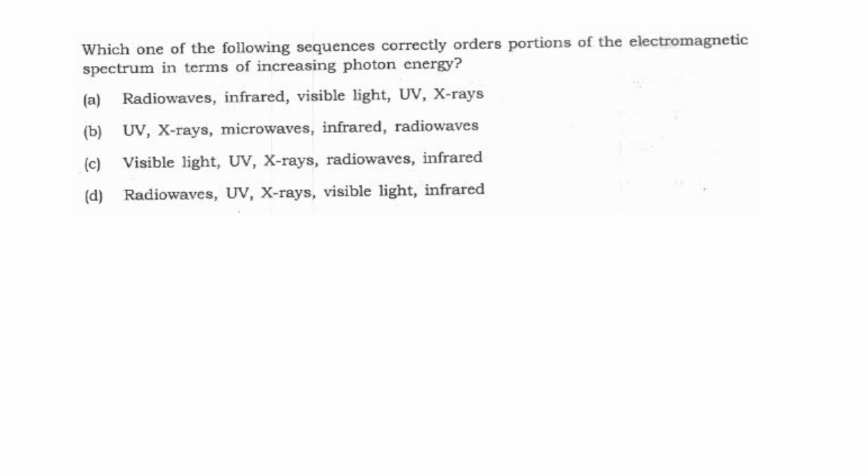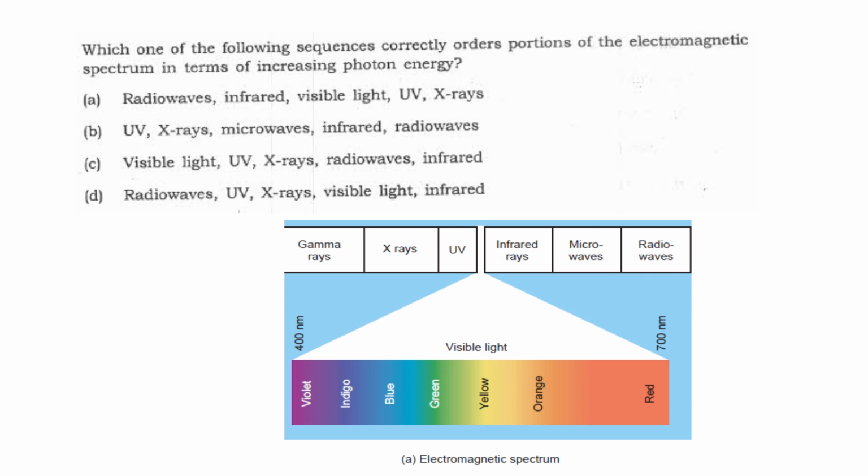Which one of the following sequences correctly orders portions of the electromagnetic spectrum in terms of increasing photon energy? Okay, so here we can say that this is the electromagnetic spectrum. We all know that we can visualize the region of visible light of the electromagnetic spectrum, which extends from 400 nanometer to 700 nanometer, that is the wavelength.